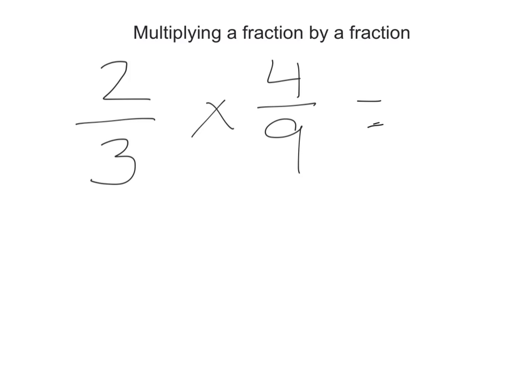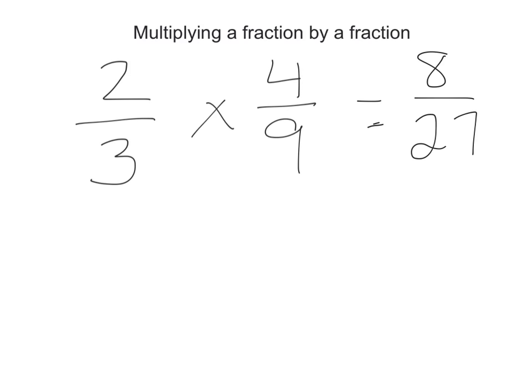So our numerators would be 2 and 4, and we would multiply those together and get 8. And our denominators would be 3 and 9, and we would multiply those together and get 27. And that cannot be simplified. If it was, you would just divide a common factor into both.